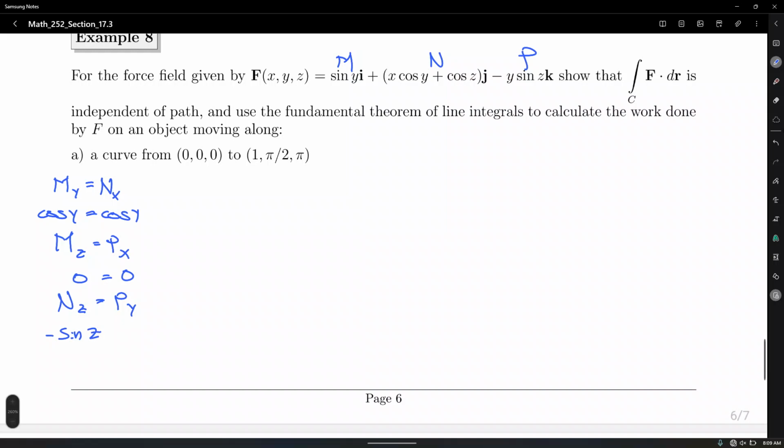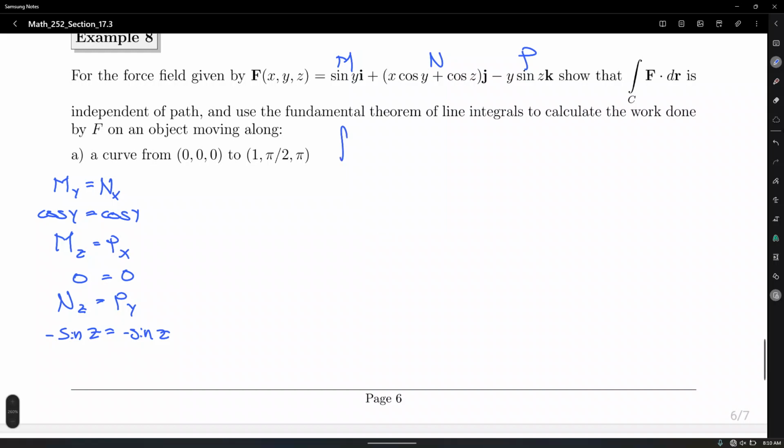And p with respect to y, that's the derivative of negative y sine z, which is negative 1 times sine z. That's a negative sign. Alright? So, the three conditions are satisfied. That means f is conservative, which means we can find the potential function. That potential function is a scalar function whose gradient is that force field. Alright, let's go for it.